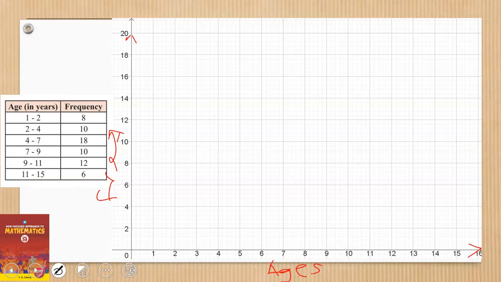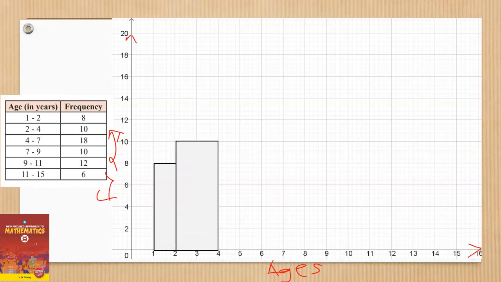So we are saying that the ages between 1 to 2 is 8. I mean, those who are between the age of 1 to 2, they are 8 in all. And so we plot from 1 to 2. We draw a rectangle to show 1 to 2, and it goes up to 8. Then from 2 to 4, we draw a rectangle starting from 2 and ending at 4, and we track it to 10, that is the point 10 here. Then we do 4 to 7, so you can see from 4 up to 7.